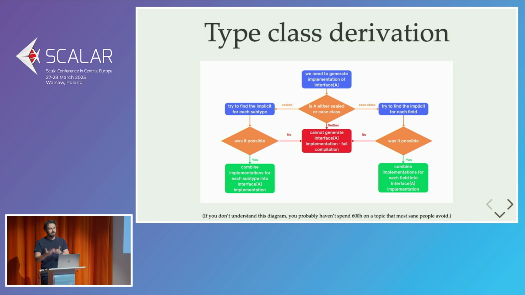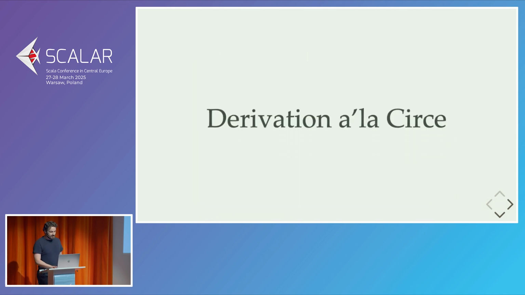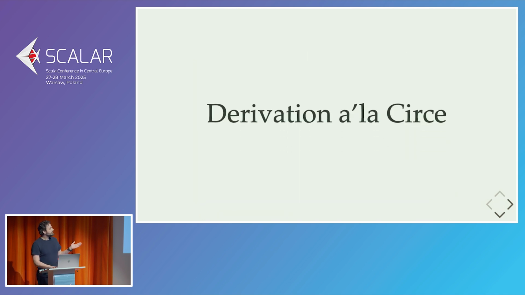If it's a sealed trait or an enum, it will see its subtypes, get the implementation for each of the subtypes, and combine them together into the implementation of the whole type. And that's the general idea, and yeah, that's basically it. But the devil is in the details. So let's look at how Circe approaches this idea.